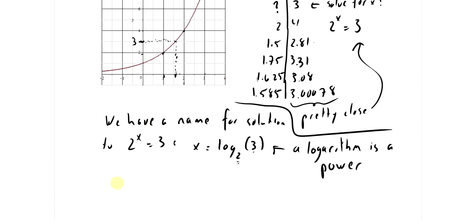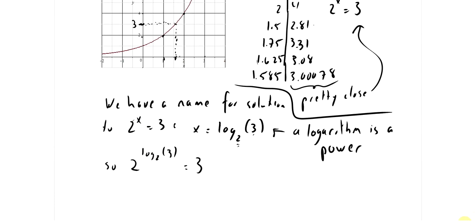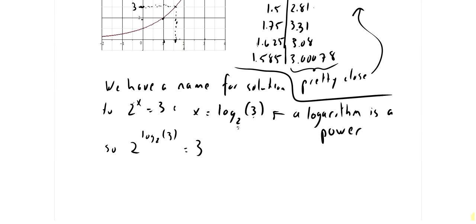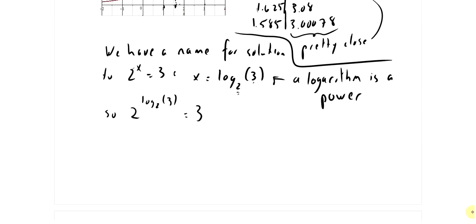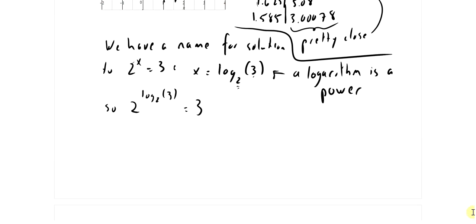So, 2 to the log base 2 of 3 equals 3. And that's sort of the definition of logs. It's trying to solve exponential equations, and we just give them a particular name. And they have a very useful collection of properties that can allow us to use them.